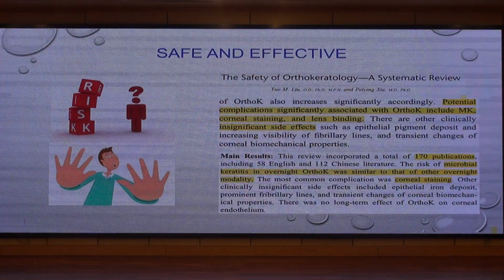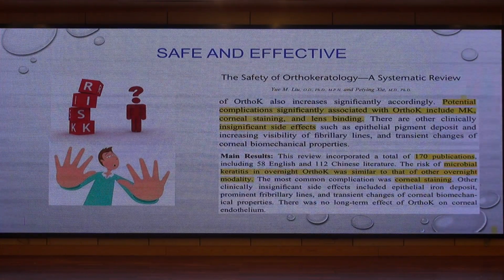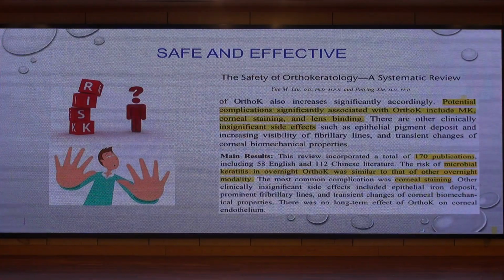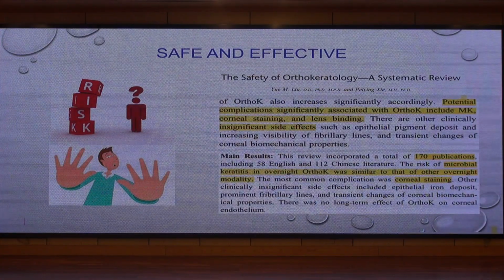We can choose a toric autoclave design. Complications associated with autoclave include microbial keratitis, corneal staining, and lens binding.